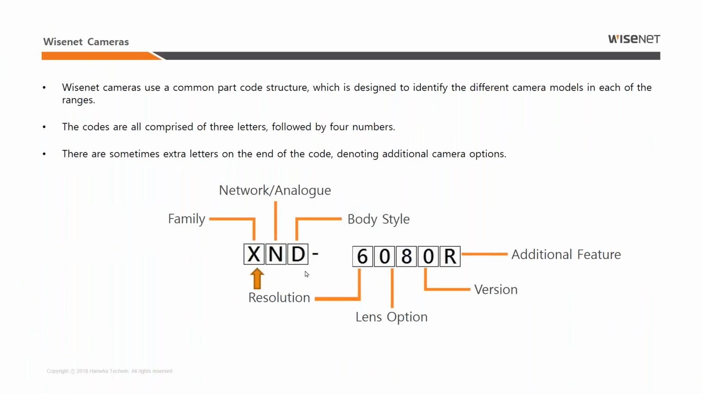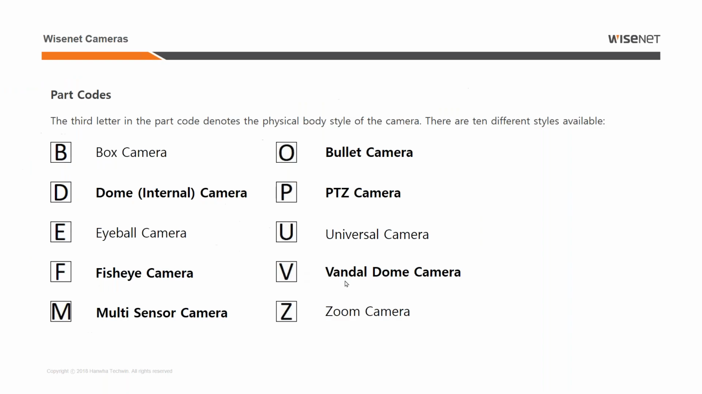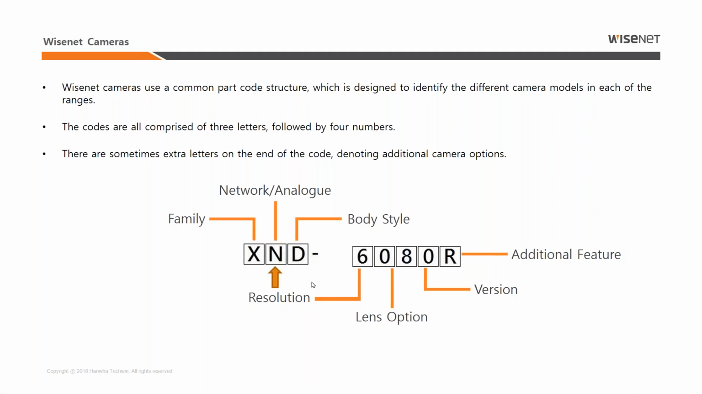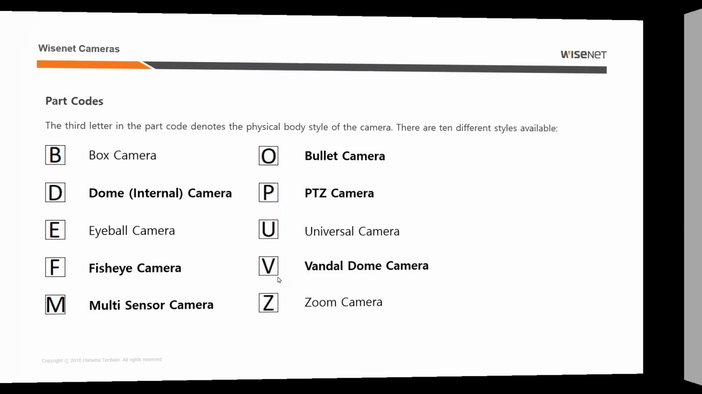For example, if you are working with the indoor camera, it will be letter D. If you're working with X and V, or Q and V, V means outdoor dome camera. Then X and O, Q and O means it's a bullet camera. So the shape of the camera is determined by this third letter. Okay, so you can keep that in mind.